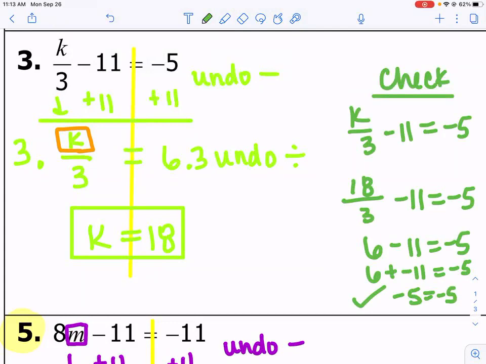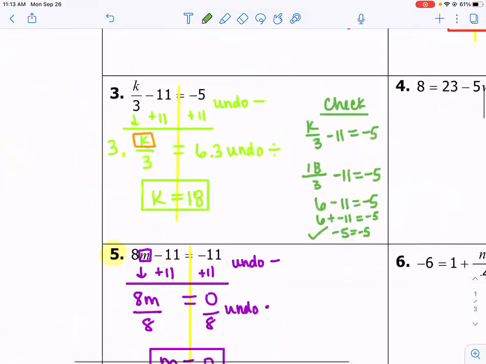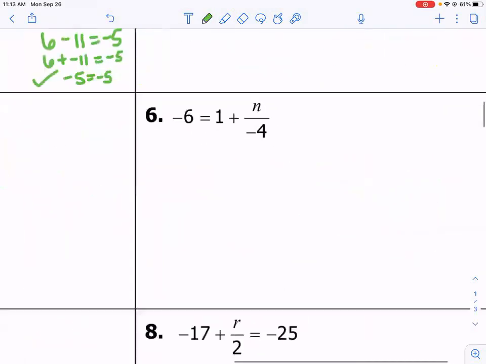All right, let's do number. How about you do number 6? You and your neighbor do number 6.